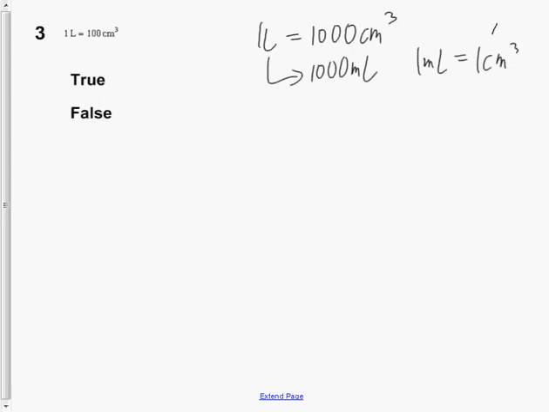So the next question says 1 liter is equal to 100 cubic centimeters. And what we said before is 1 liter is equal to 1,000 cubic centimeters. Because 1,000 milliliters is what 1 liter is equal to, and 1 milliliter is equal to 1 cubic centimeter of space, if we're talking about water, and therefore that would be false. It's actually 1,000 cubic centimeters.